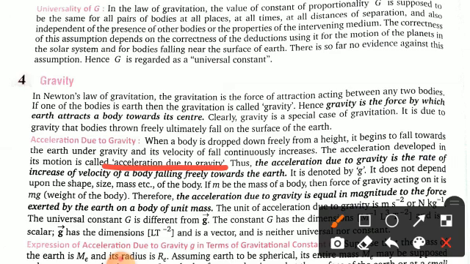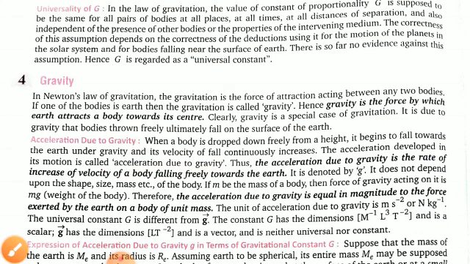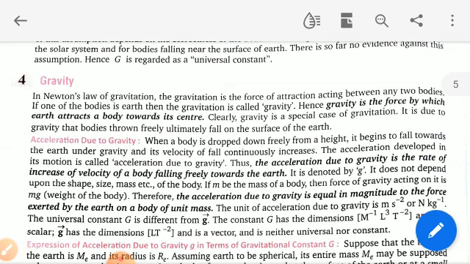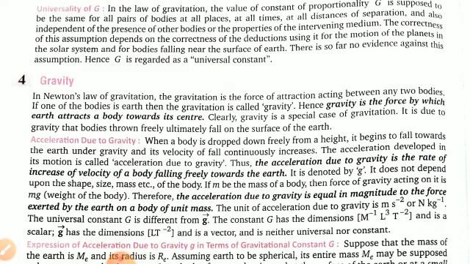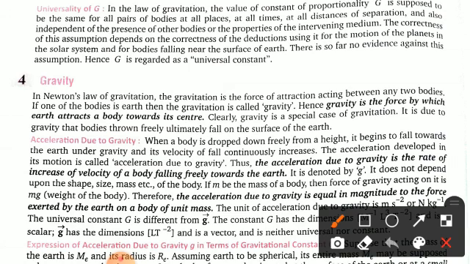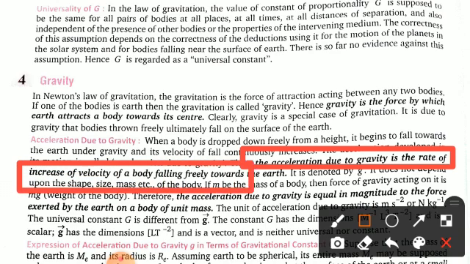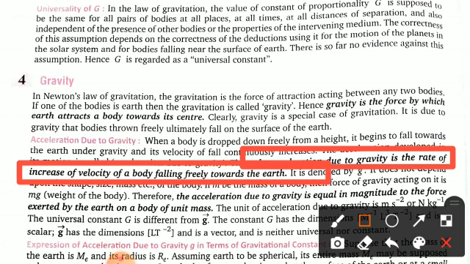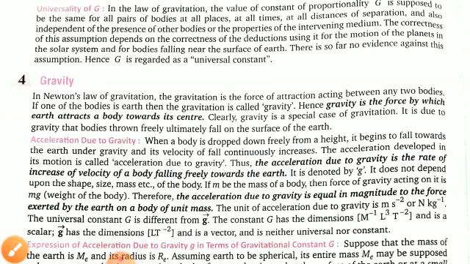Thus the acceleration due to gravity, how can we define it? The acceleration due to gravity is the rate of increase of velocity of a body falling freely towards the earth. Clear? The rate at which a body falls towards the earth is known as acceleration due to gravity. This is the definition, you have to consider it. It is denoted by small g. It does not depend upon the shape, size, mass, etc.